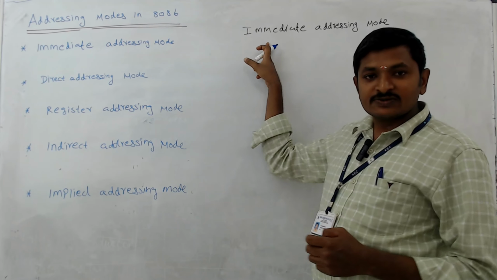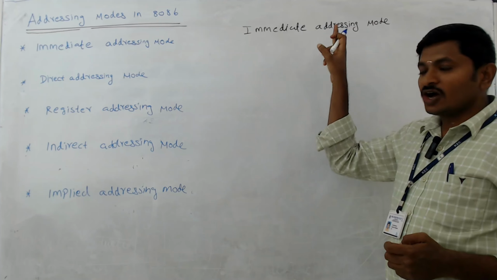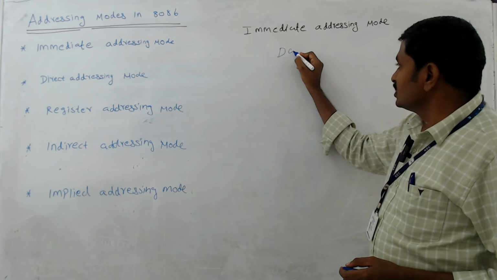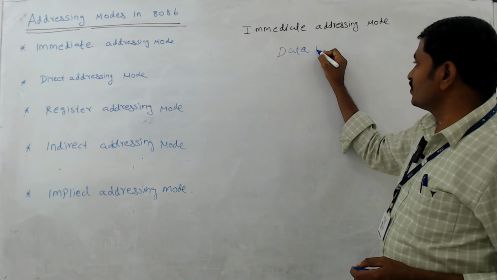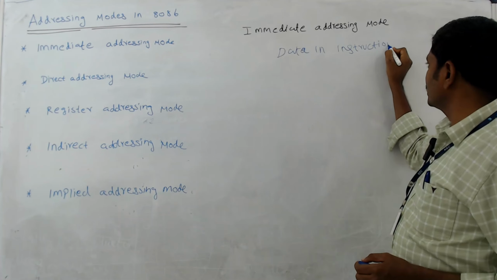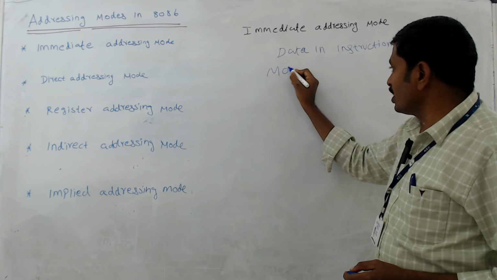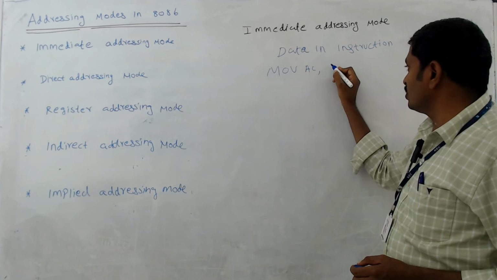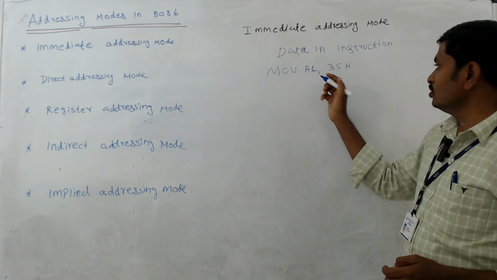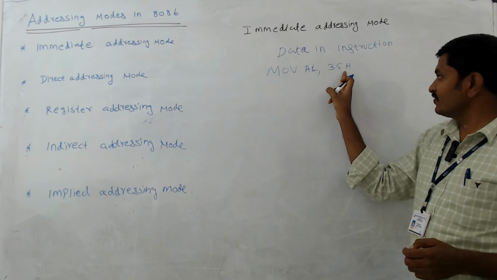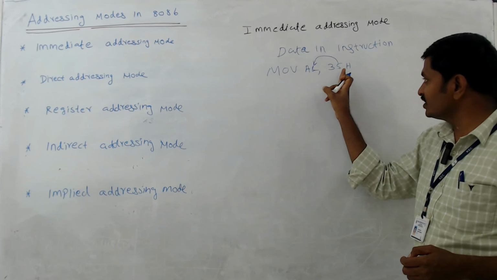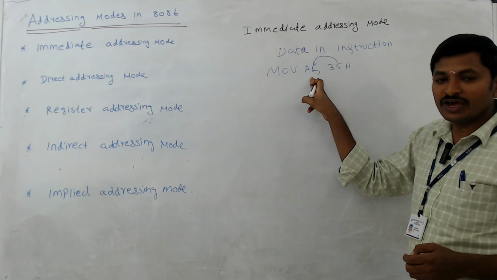The immediate addressing mode is nothing but the data comes along with the instruction. That means the data is represented within the instruction itself. Data in instruction. For example, we can say MOV AL, 35H. AL is an 8-bit register, 35 is an 8-bit value. That means 35 is directly moved to the AL register.